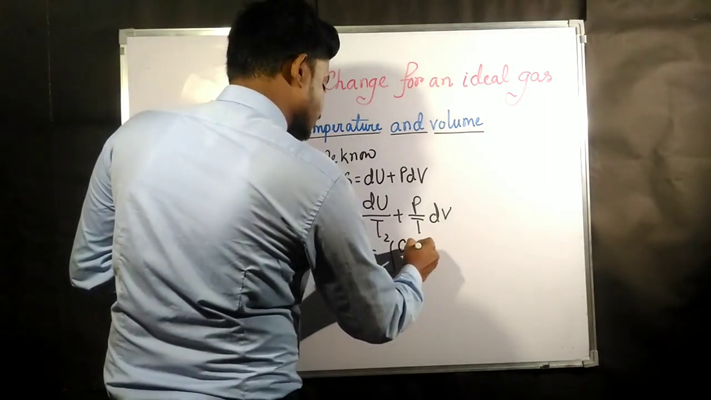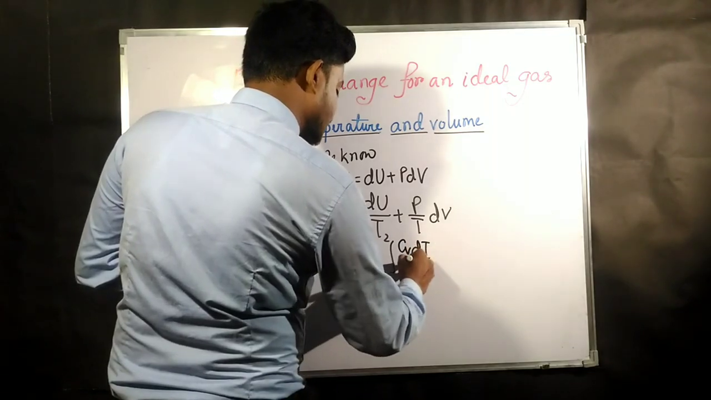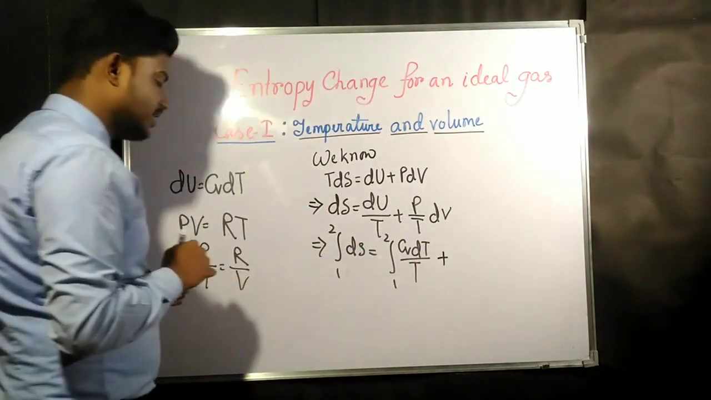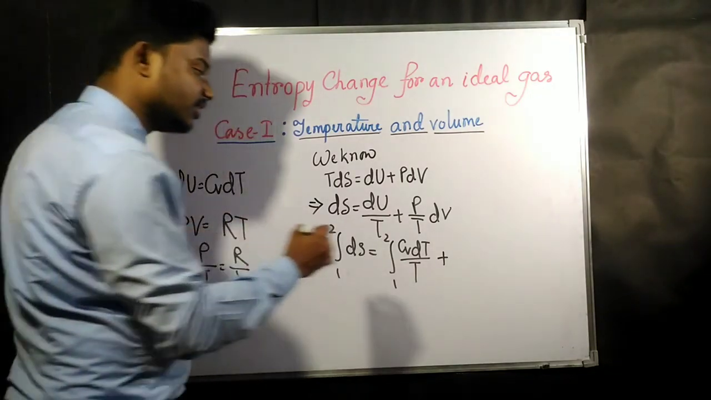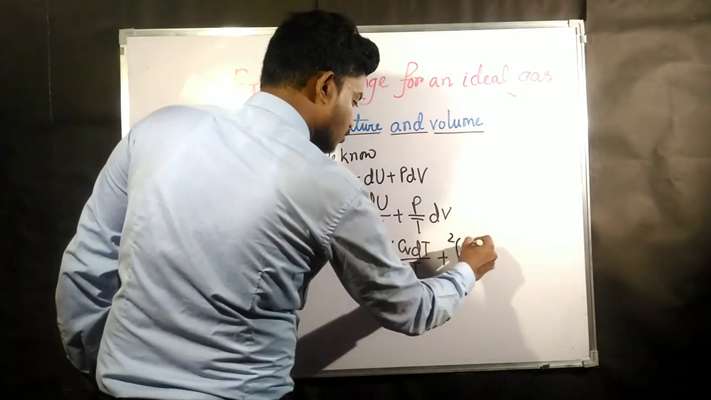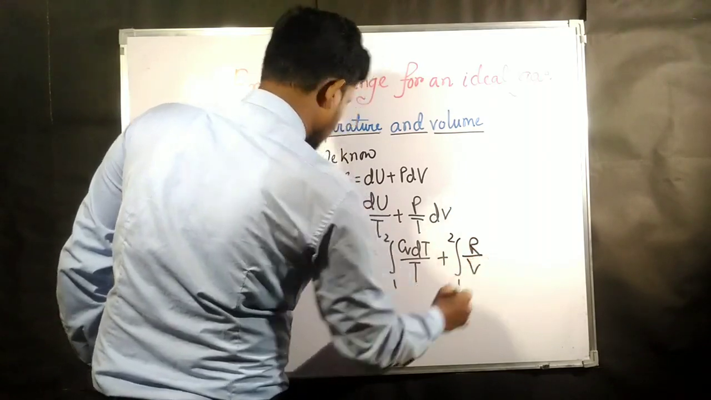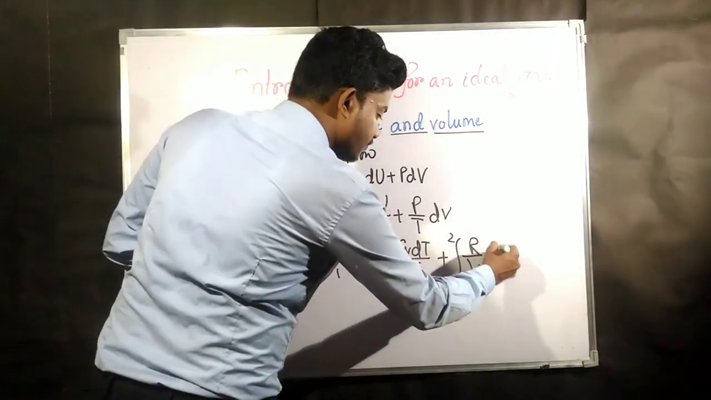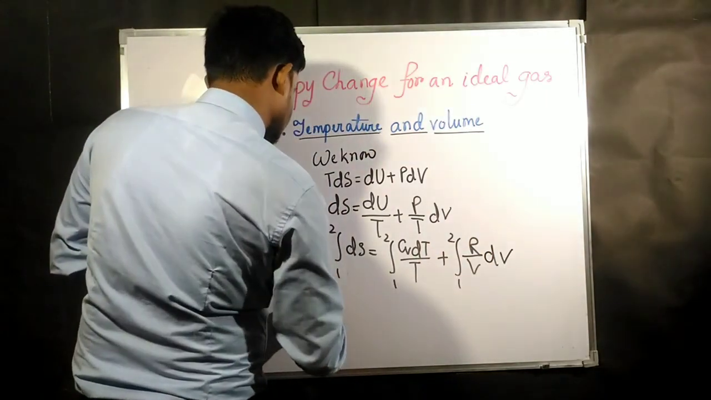Okay, so in place of du we can write Cv dT, divided by T is already there, plus P by T. In place of P by T there is R by V. So integration from 1 to 2, in place of P by T we are going to put R by V into dV.